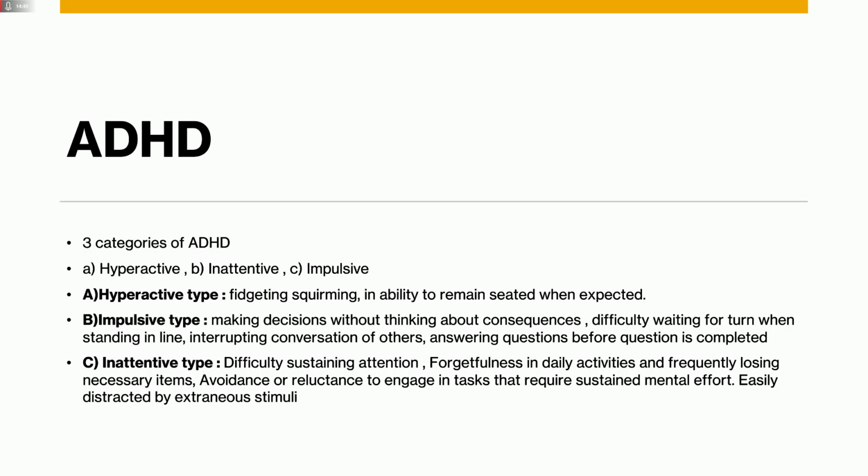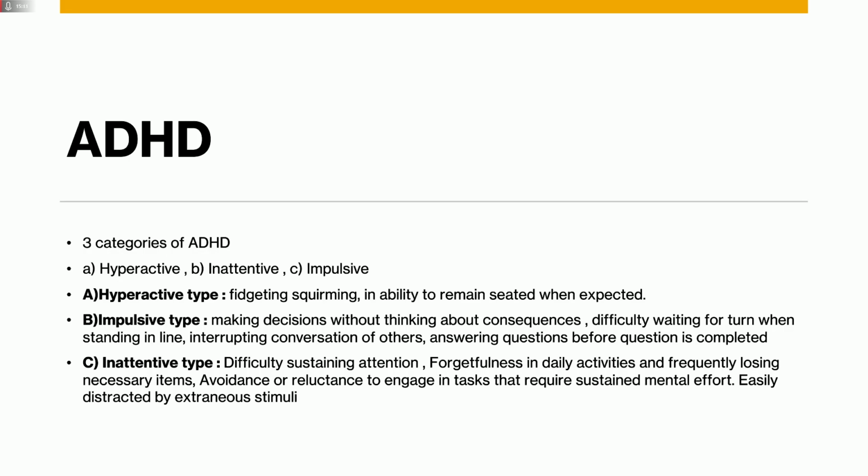Predominantly, if a child is hyperactive type, then he will be fidgeting, squirming, and he will have difficulty sitting in one place. When we observe such a child, he will be fidgeting in his seat. He cannot sit at one place. He always wants to get out of his chair. He will be running here and there. He will be climbing objects. He just cannot sit still in one place. This is the hyperactive type of ADHD.